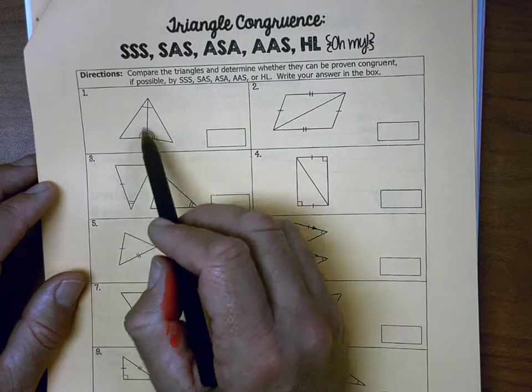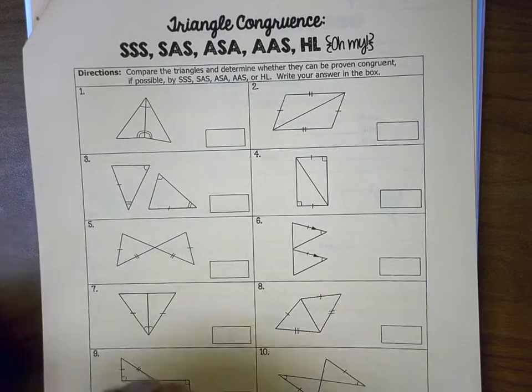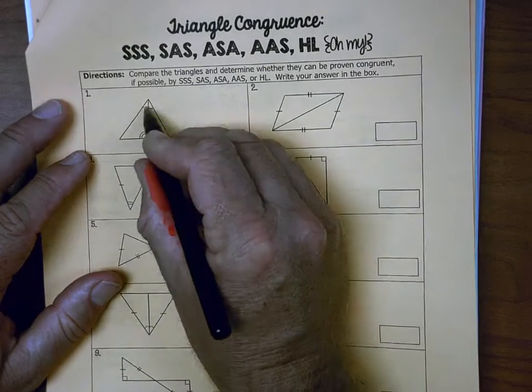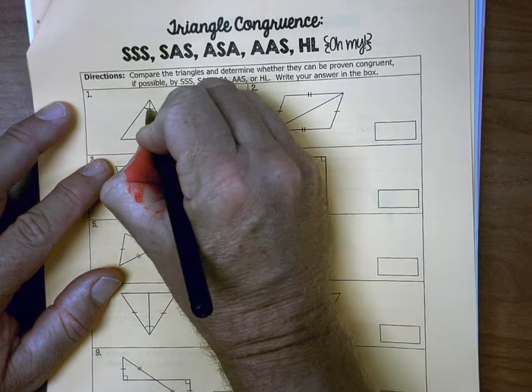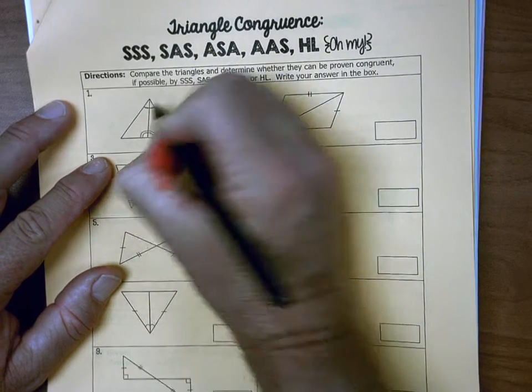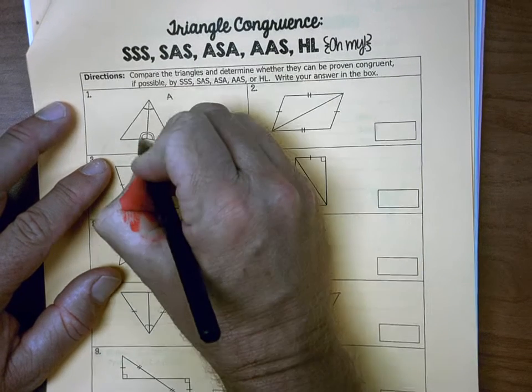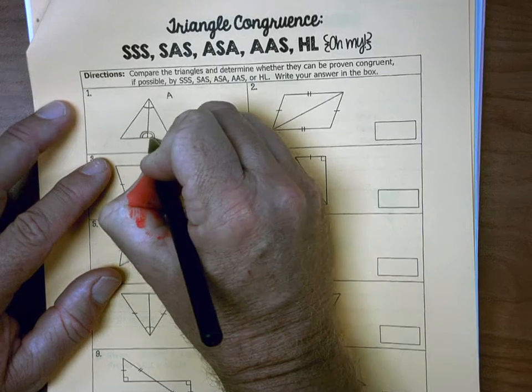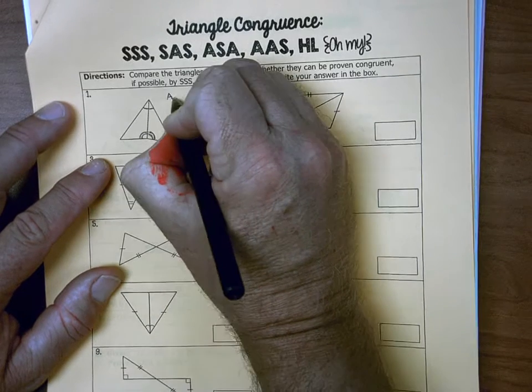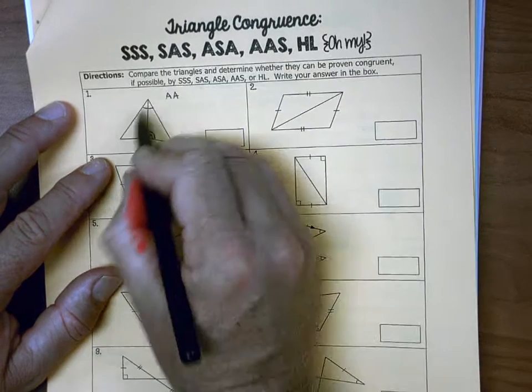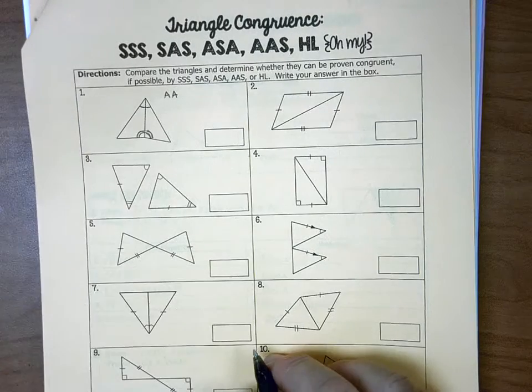Okay, number 1. What we do in this is we look at the marks and we see what's given to us. We're told that that angle is the same as that angle, so I have an A. We are told that that angle is the same as that angle in the two triangles, so I have another A, and that's all the information that is given to me by the marks.